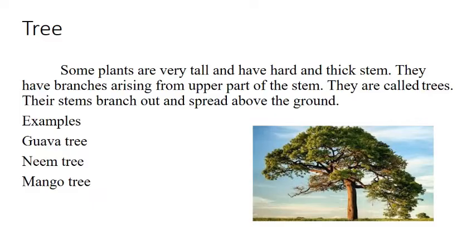Some plants are very tall and have a hard and thick stem. They have branches arising from the upper part of the stem. They are called trees. Their stem branches out and spreads above the ground. Examples of trees are the kikar tree, neem tree, and mango tree.